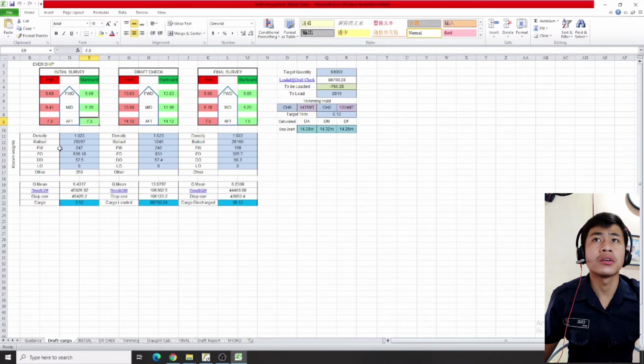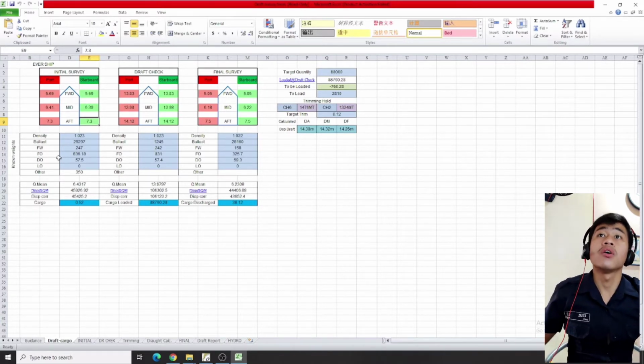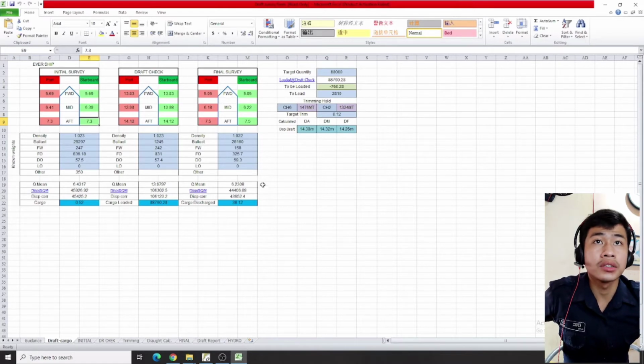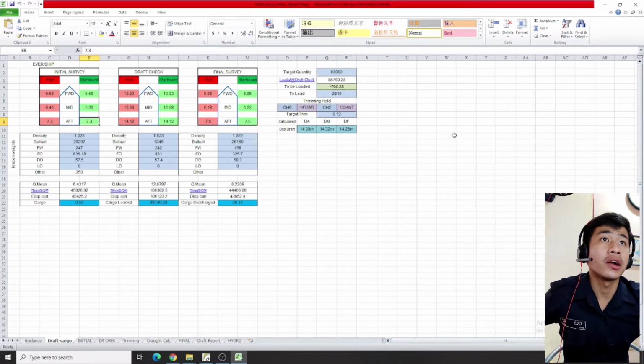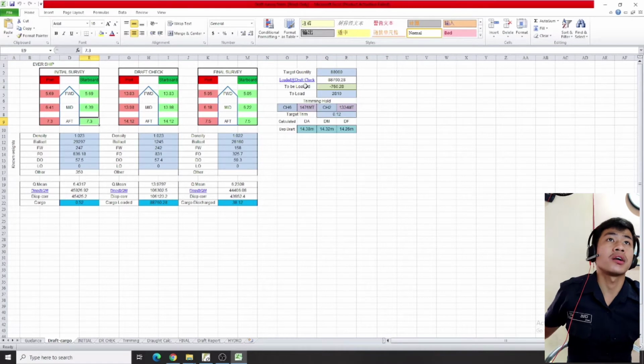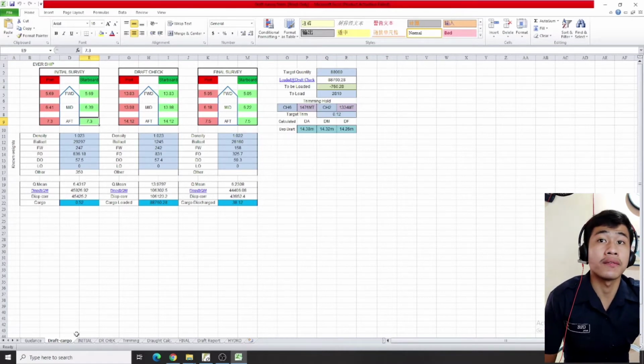FW, I don't know the meaning of FW. FO, DO, LO, others. It also has the cargo loaded and cargo discharged, displacement correction, target trim loaded, target quantity, etc.